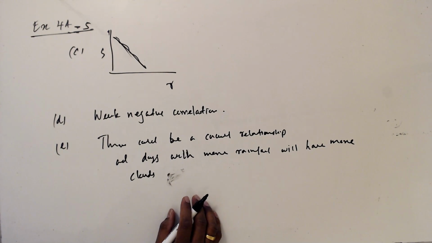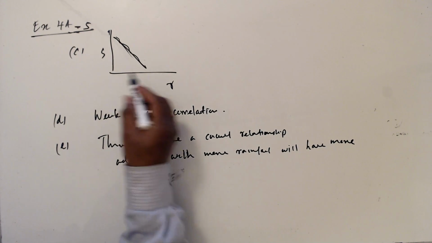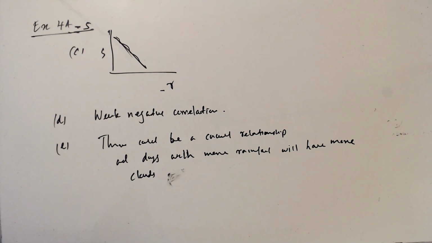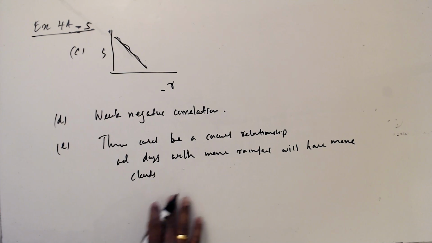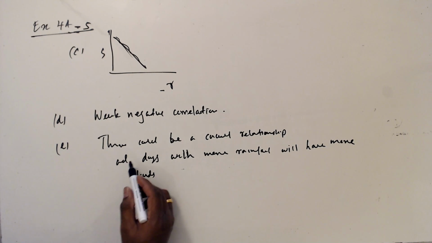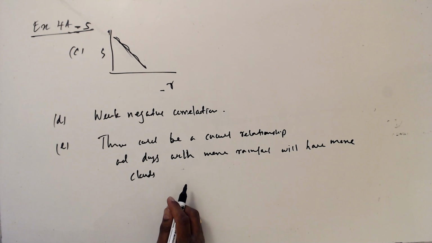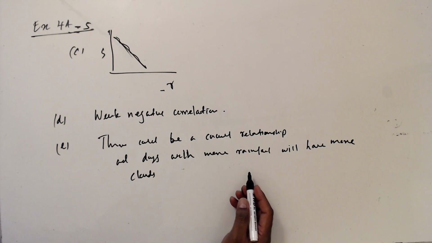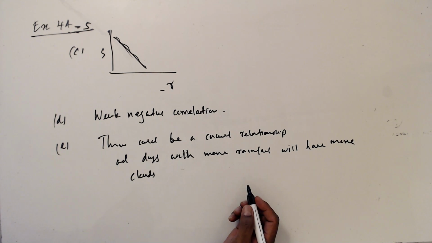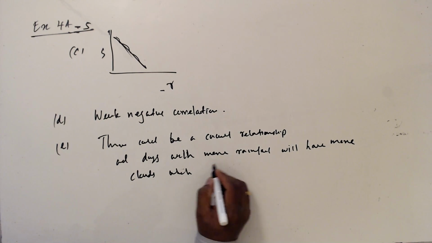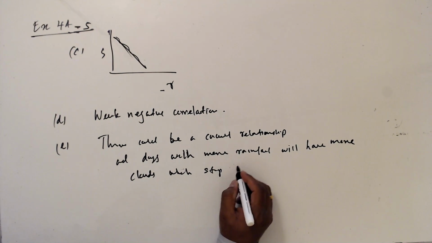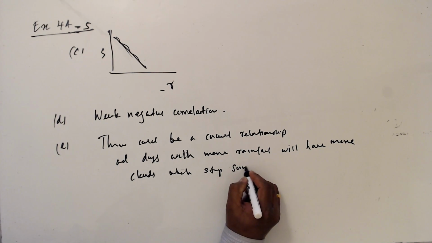So the reason is, more rainfall means more clouds. Because of more cloud, less sunshine. So the third variable is the clouds, let's say the area of the clouds. Because of that, there could be a causal relationship, as the days with more rainfall will have more clouds, which stop sunshine.